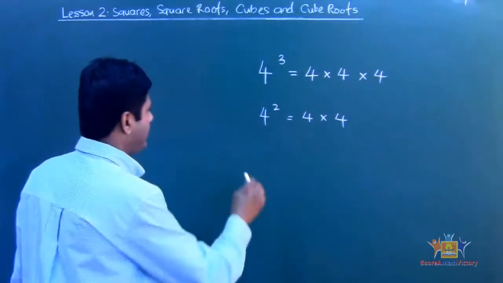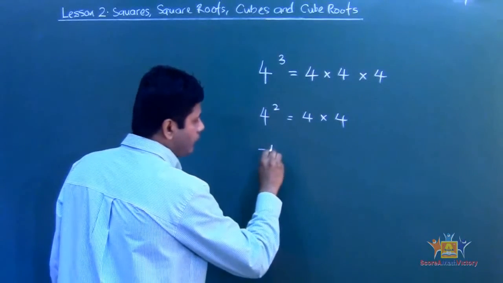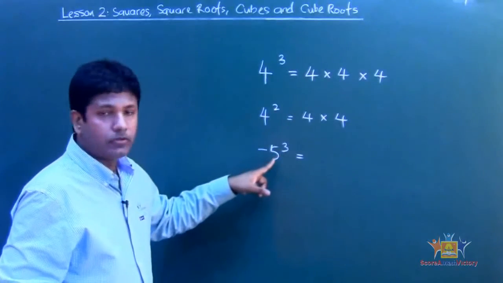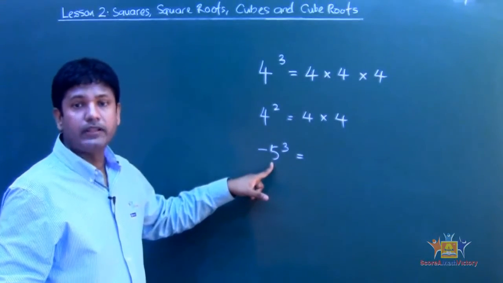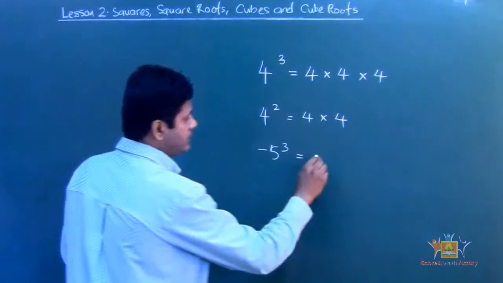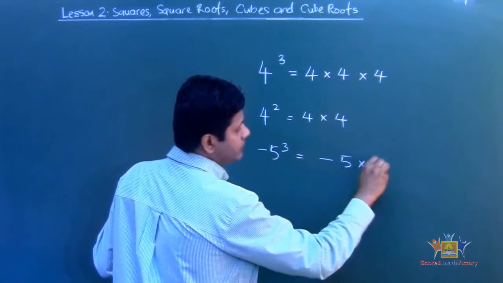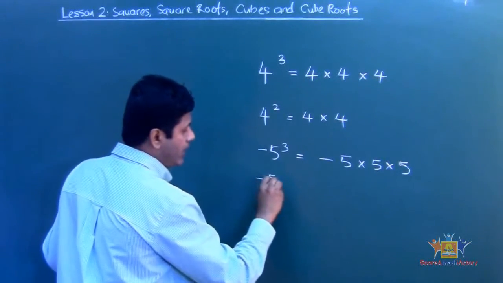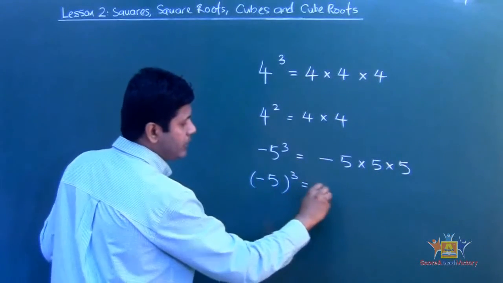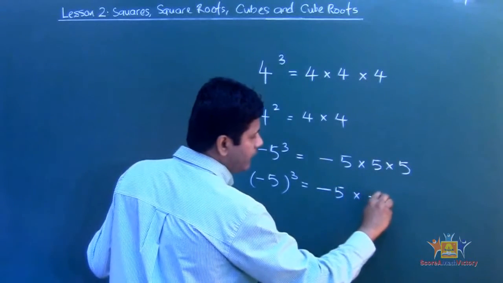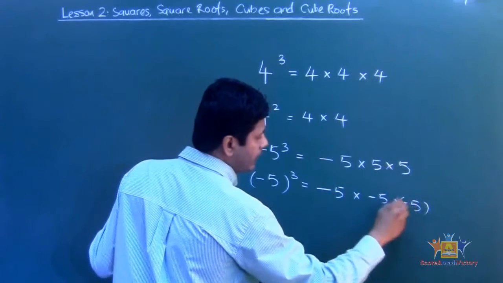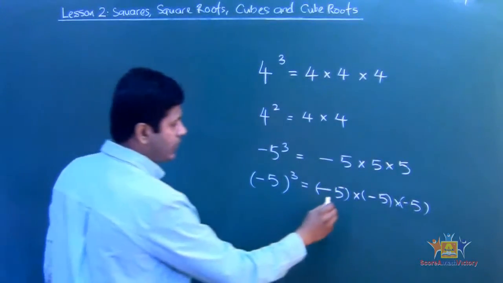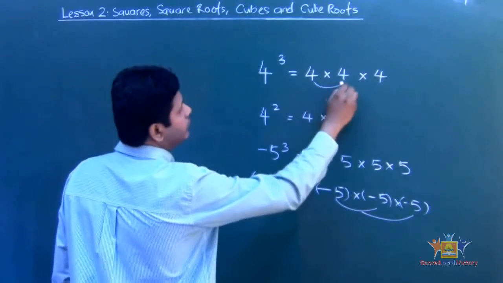Let's say, for example, Mr. Mac gives you negative 5 to the cube. Keep in mind, this cube is only controlling the 5, not the negative. So it becomes negative 5 times 5 times 5. Now if I put negative 5 in brackets to the cube, then you have negative 5 times negative 5 times negative 5. See that? And then you use the pairing method to solve it. Same thing with this one, pairing method.